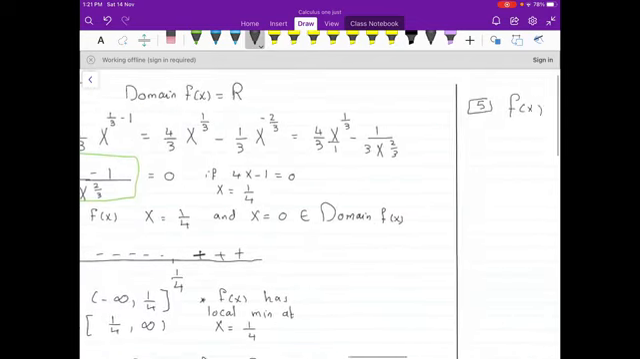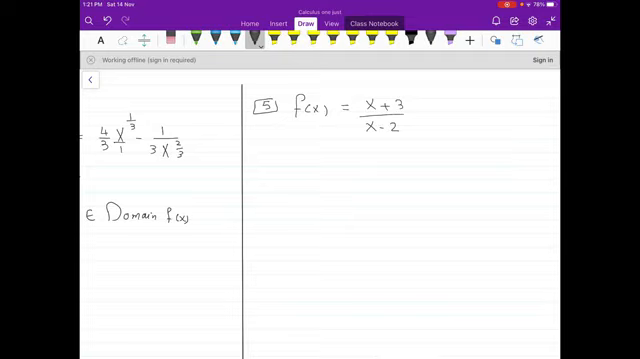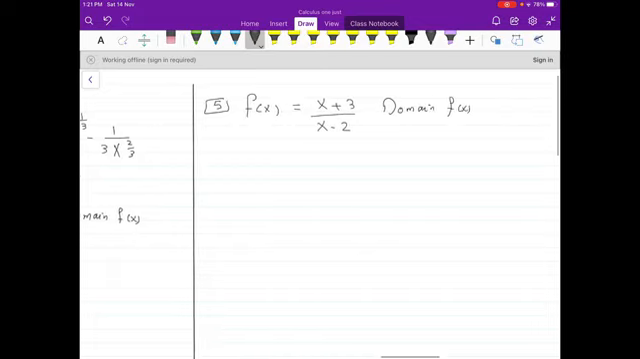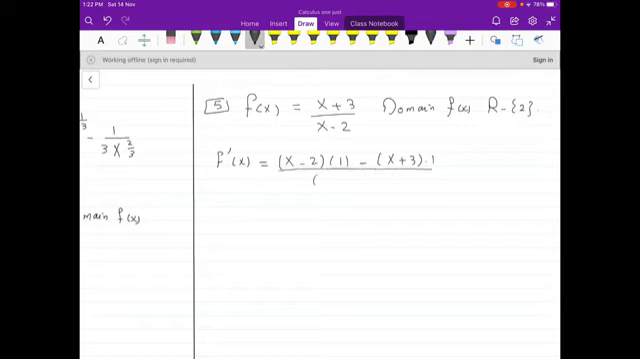Okay, if we take the function f of x equal (x plus 3) over (x minus 2), what is the domain of f of x? Rational function, so R except 2. Before you solve, now find f prime of x. According to the rules, the denominator times the derivative of the numerator, 1, minus (x plus 3) times the derivative of (x minus 2), 1, divided by the denominator squared.